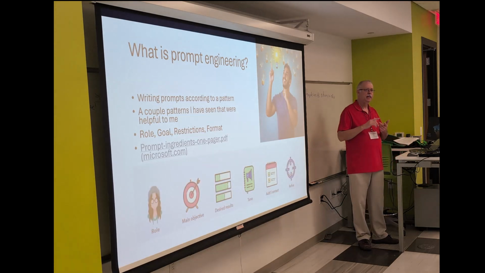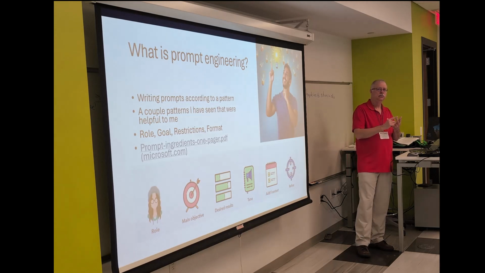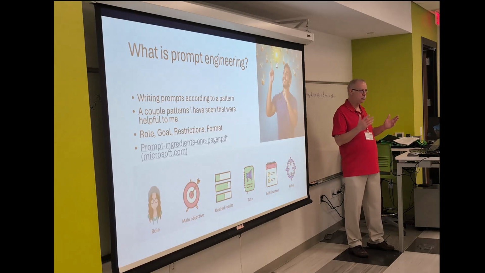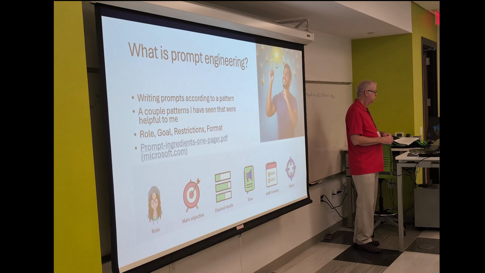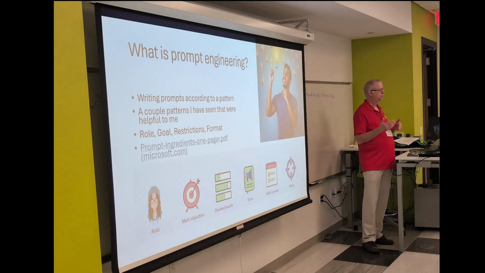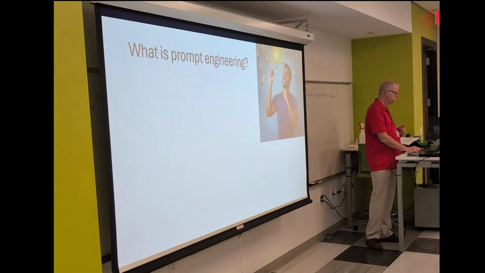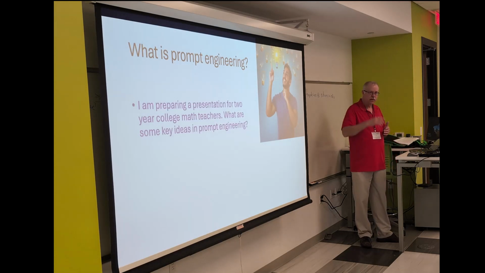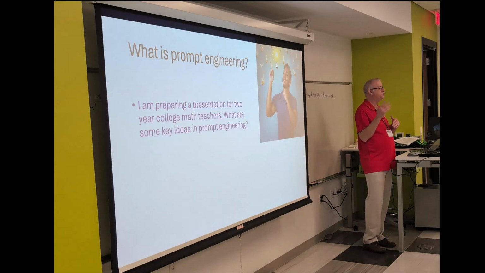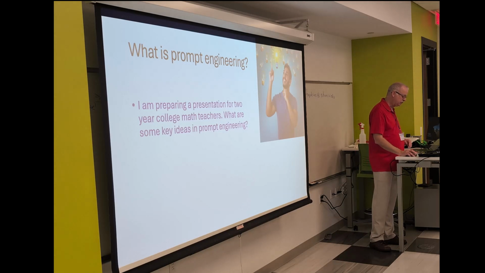Or here's another one: put in there some role, the main objective, what you really want to get from it, what tone, do you want a humorous tone, do you want it serious, is there any additional context, and then if it's not quite what you want the first time, you can refine. So, here's one. I'm preparing a presentation for 2-year math college teachers. What are some key ideas in prompt engineering? I thought, well, I'm doing it here. What's AI going to tell me about this?